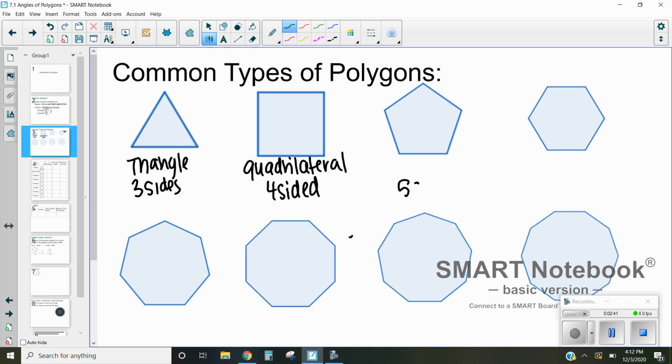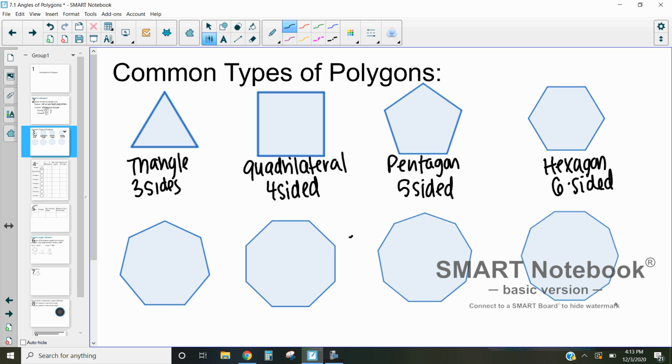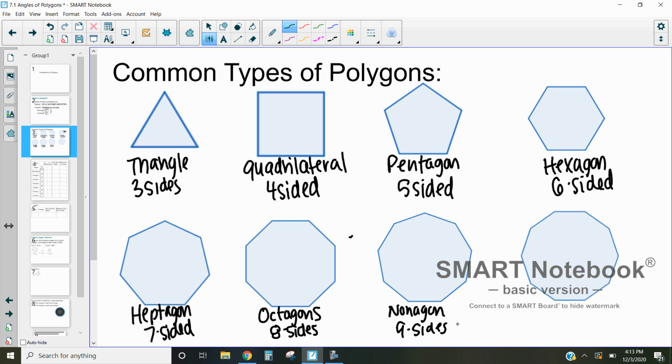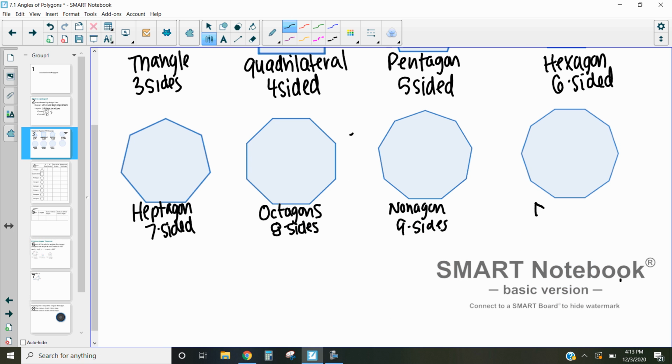Now, a 5-sided shape we call a pentagon. A 6-sided shape is called a hexagon. A 7-sided shape is called a heptagon. An 8-sided shape, like the ones we see with stop signs, is called an octagon. A 9-sided one is called a nonagon, which is pretty fun to say. And then lastly, our 10-sided ones here are called decagons.